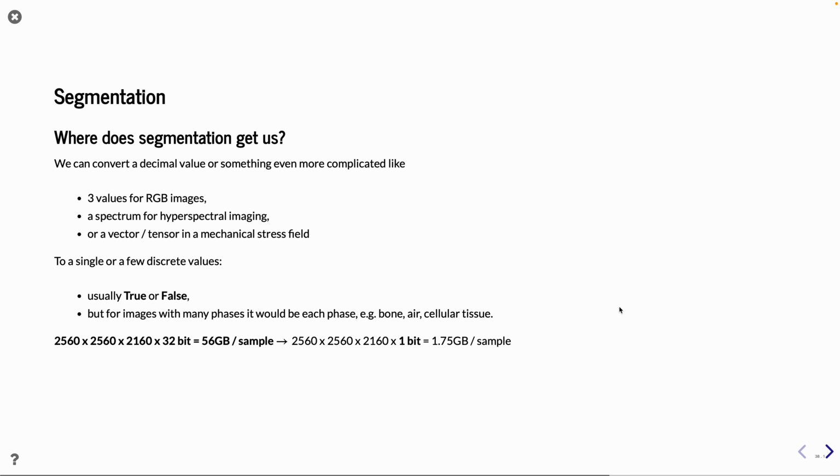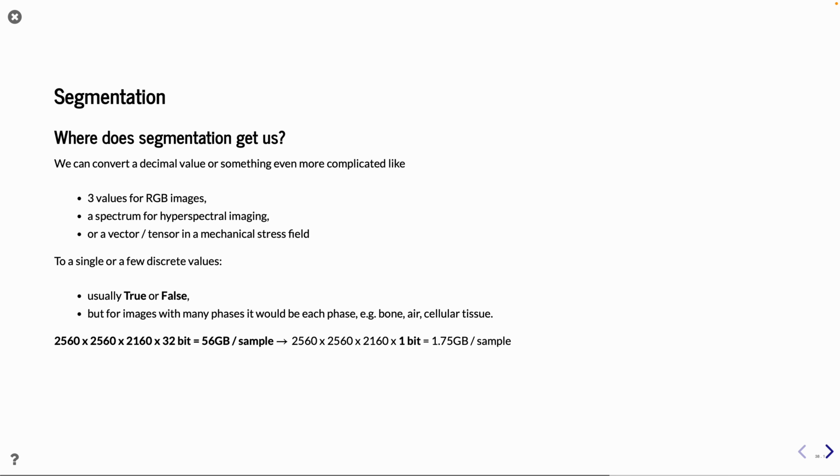This is a completing part of today's lecture. For some reason, it didn't appear when I gave the lecture today. So this is a complement to lecture 4 about segmentation. And so let's get started.